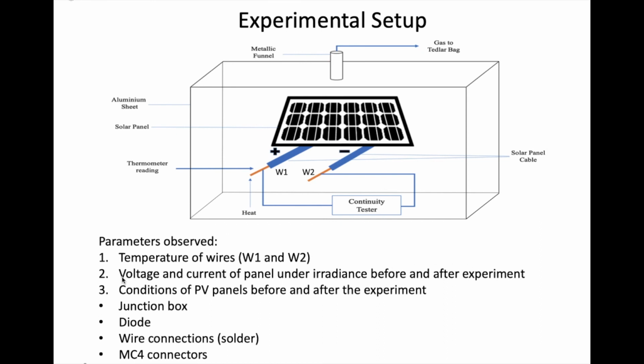The function of observing the voltage and current of the panel is to see if it still functions as well after the experiment as compared to before the experiment. Other than that, I observe the condition of the PV panels before and after the experiment. So I take pictures of the junction box, the diode, the wire connections, basically the soldering of the connections, also the MC4 connectors, and also the backsheet of the PV panel.